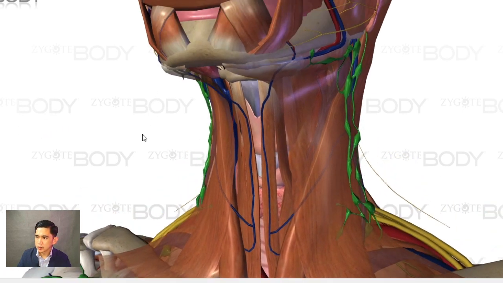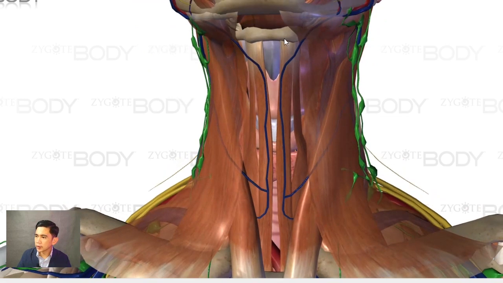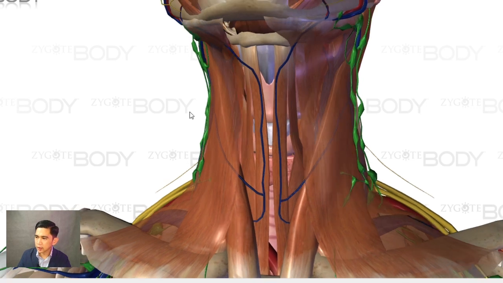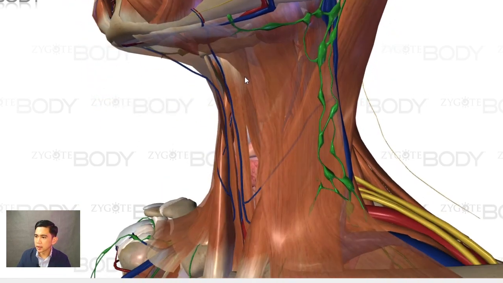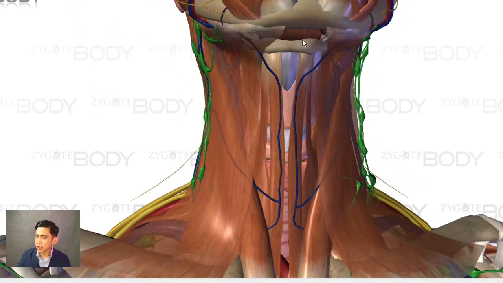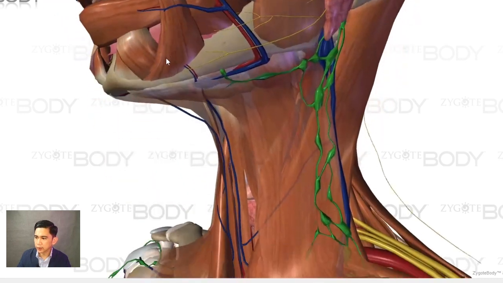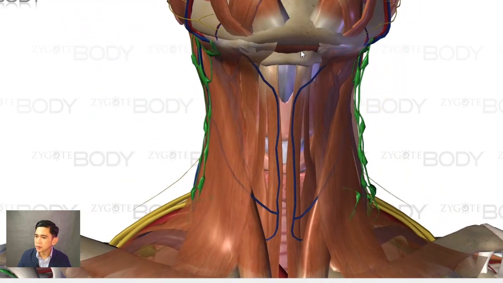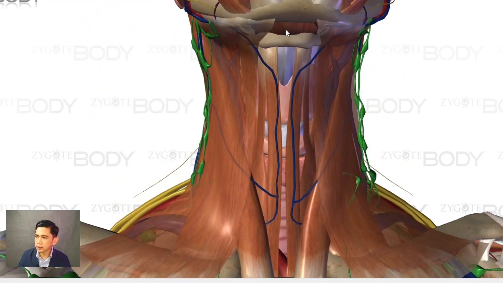Now we go up. This is the hyoid bone. These are the infrahyoid muscles. Above the hyoid bone are the suprahyoid muscles. So the suprahyoid muscles form the floor of the mouth. Okay, yeah, so this is the floor of the mouth.